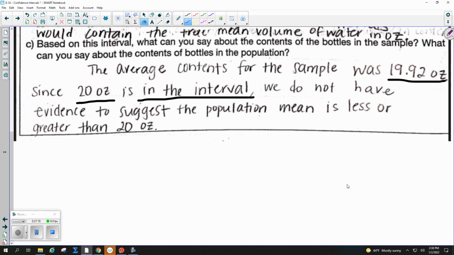The average contents for the sample was 19.92. That I got from averaging those two numbers, so finding the middle of the confidence interval. And since 20 is in that interval, we're good to go, all right? The company's claim is they're probably being truthful.